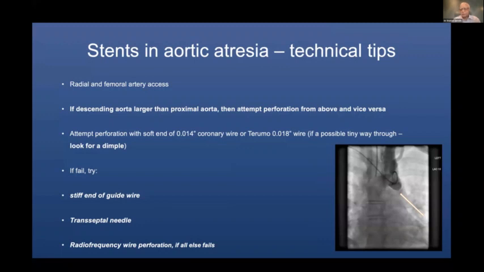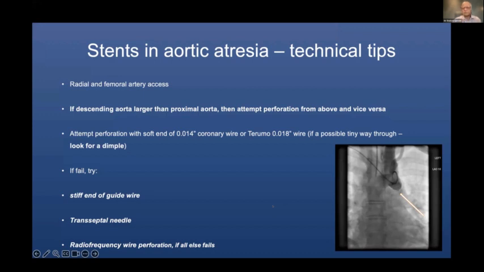Now, what about the technique itself? Well, we usually recommend radial and femoral artery access. And then there's a rough rule, and that is that if the descending aorta is larger than the proximal arch, then we attempt perforation from above. And if the proximal arch is bigger than the descending aorta, then we perforate from below. We usually attempt perforation with the soft end of the coronary wire because a lot of the time, if it's a short atresia segment, then there is a way through, and you can usually get a clue from the presence of a little dimple, as you may be able to see on this picture.